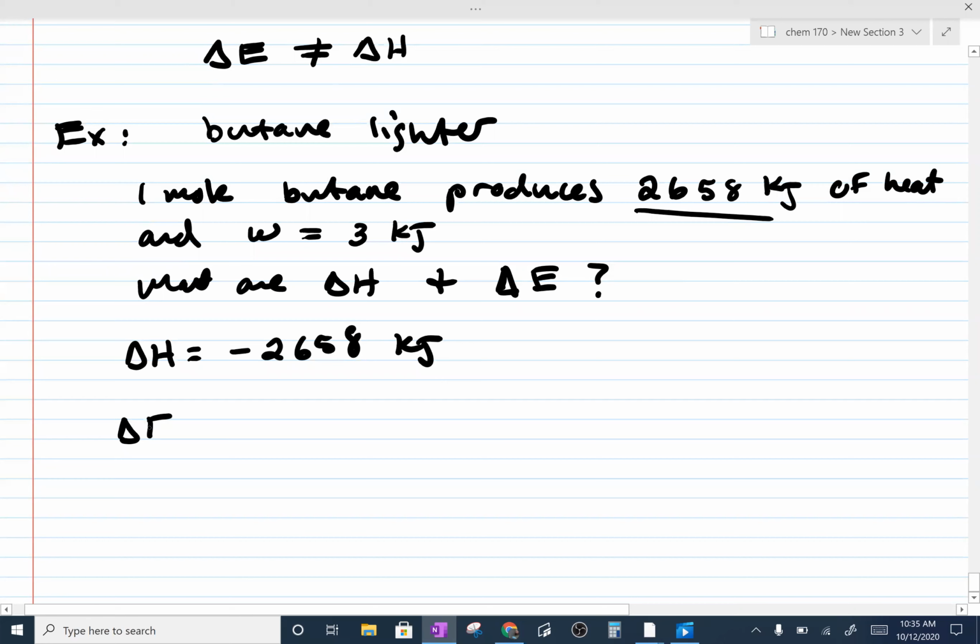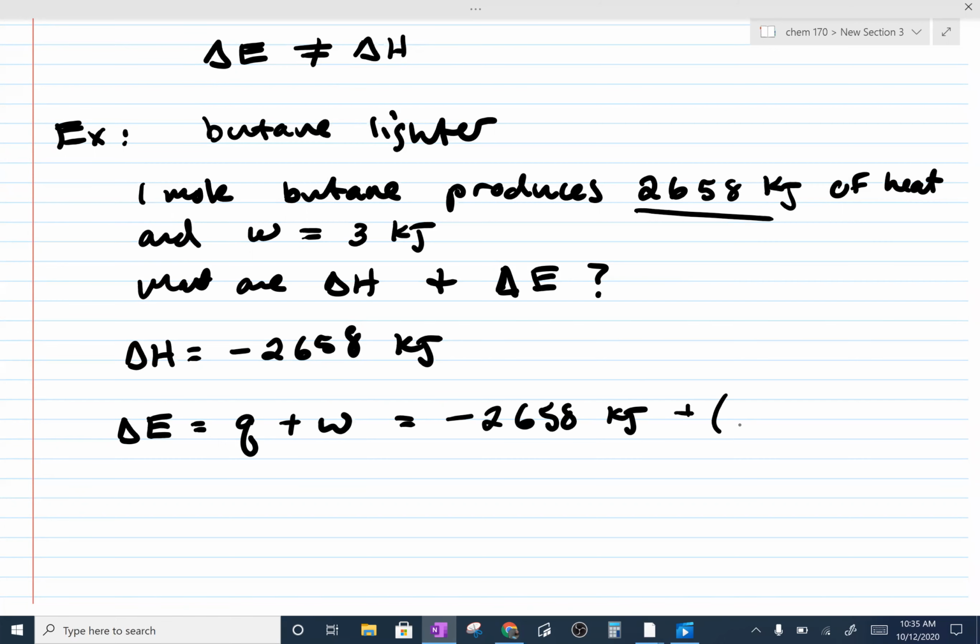Let's calculate delta E. Delta E is equal to Q plus W. So this is equal to the system giving off 2,658 kilojoules of heat, so that's negative 2,658 kilojoules of heat. And then we have to add the amount of work that the system is doing on the surroundings. Again, this has to be negative because the system is doing the work on the surroundings. So the system is losing energy by doing work on the surroundings. So this is negative 3 kilojoules. And we find that delta E is equal to negative 2,661 kilojoules.